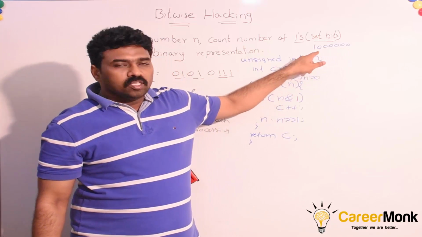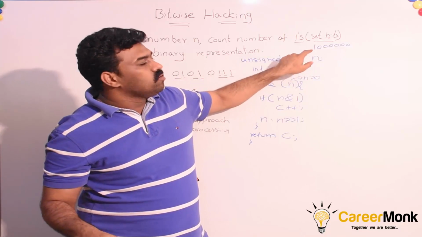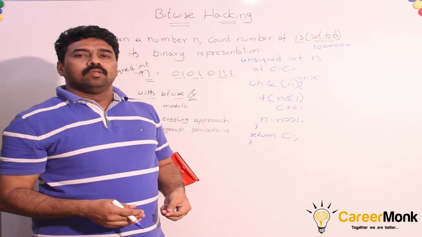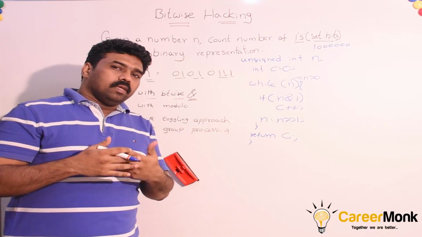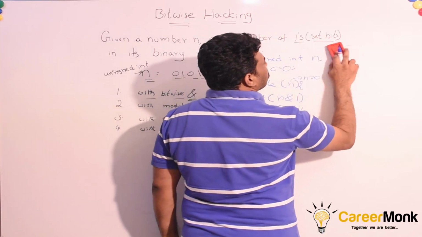Whether the remaining bits are all zeros or ones, it doesn't matter. We are crossing all the bits of the given number until the number becomes 0. So the worst case complexity is nothing but crossing all the bits of the given number. For example, let us consider it the other way.